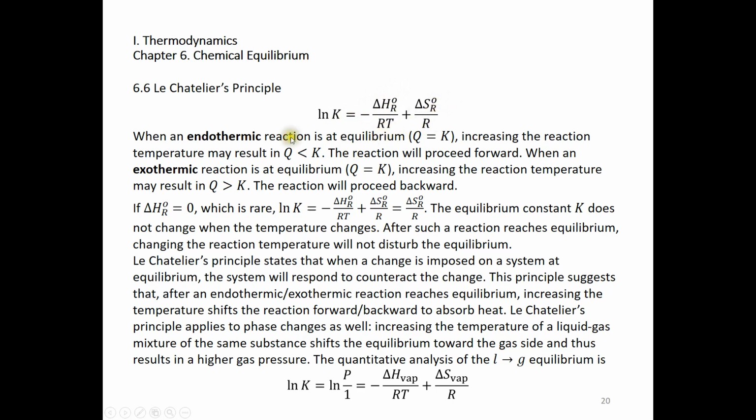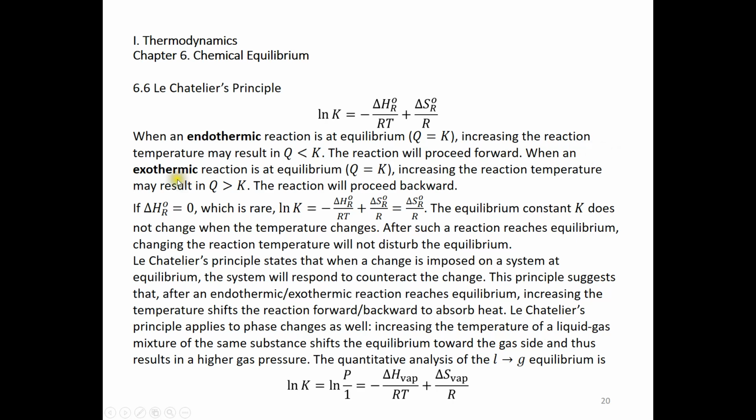When the endothermic reaction is at equilibrium, increasing the reaction temperature may result in Q less than K, because that will just increase K. So it's going to break this equilibrium. K is now greater than Q. Therefore, the reaction should proceed forward, and that will absorb heat. When it absorbs heat, that will reduce the temperature. That's just the prediction of Le Chatelier.